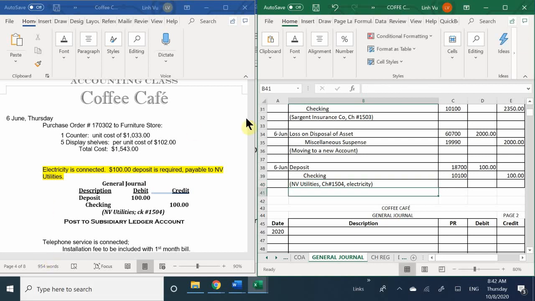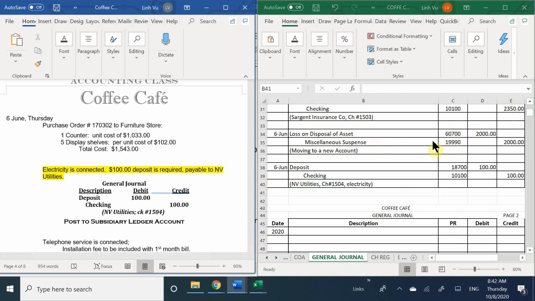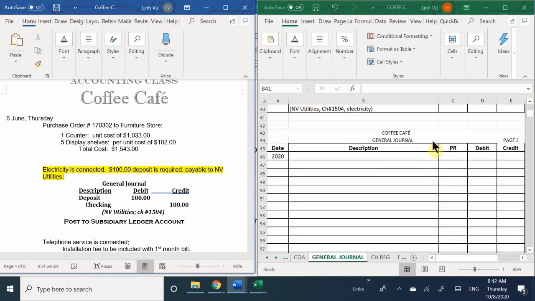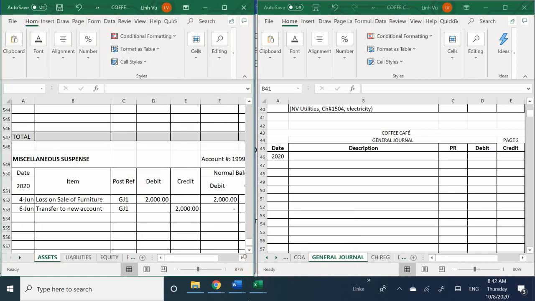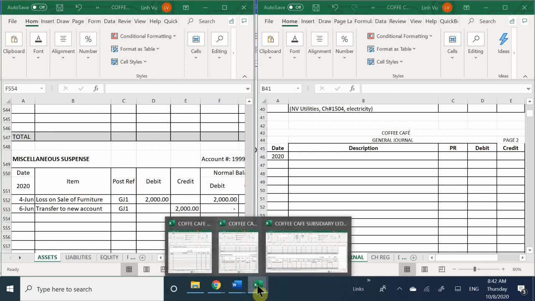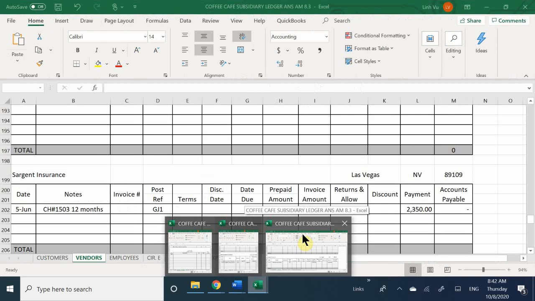Okay. And now that I am done with my first journal, I can go ahead and start my second page in my journal. Okay. Now it says here that I need to post it where? I have to post it to my subsidiary ledger, right? Because I'm dealing with a vendor. What if the vendor doesn't grant me my electricity? Okay. Right? It says to post to the subsidiary, but we want to go in order.